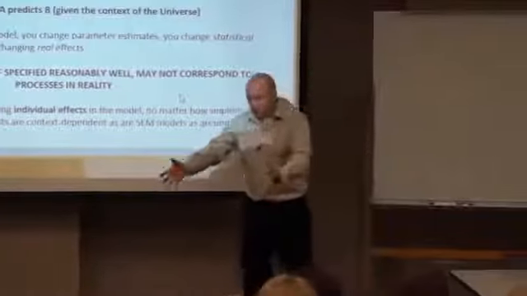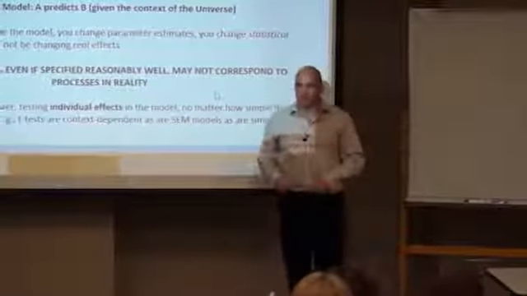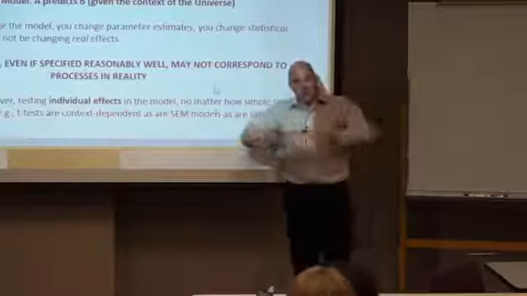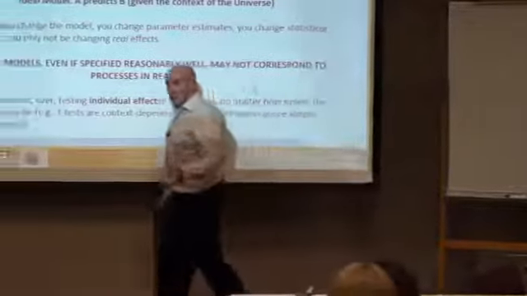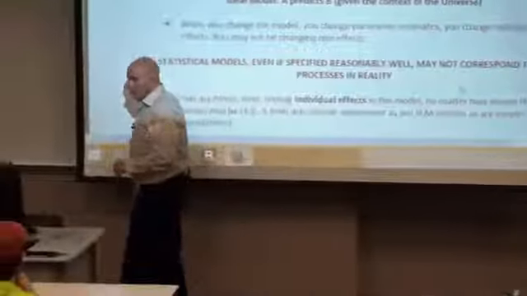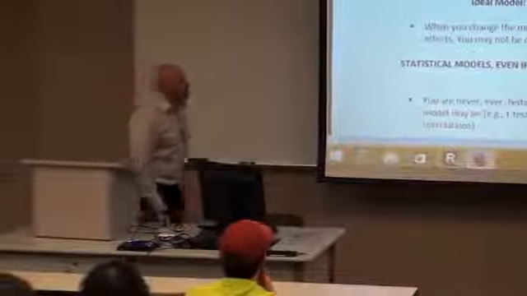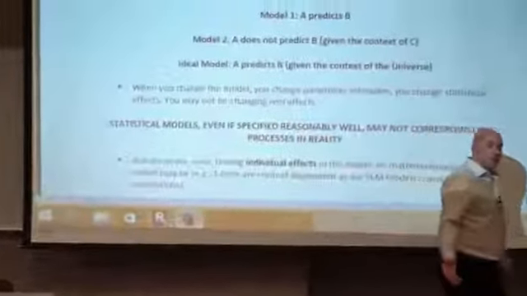So that becomes a little bit tricky, and I'll talk about this more. You can't just look at a statistical model and say, hey, I got statistical mediation, therefore, hey, I've got a physical process going on there. X is pushing Y around, and Z is interfering like a mediator and going, you go there, you go there. You have to have the physical base for doing that. You can't just rely on the statistical model. What's the ideal model? Well, A predicts B given the context of the universe.